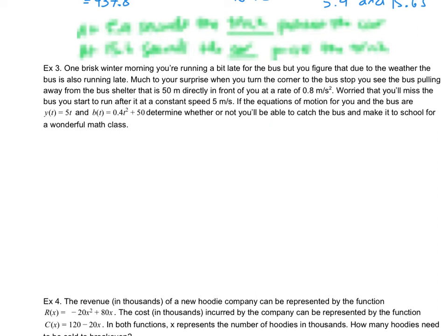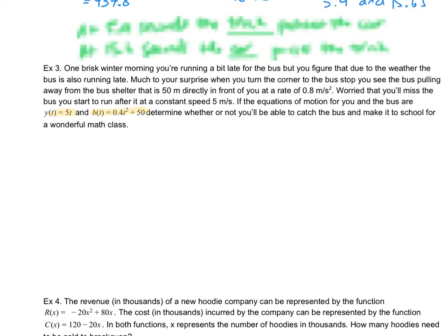If the equations of motion for you and the bus are y at t equals 5t, so you're linear because you're running at a constant speed, and b at t equals 0.4t squared plus 50, determine whether or not you'll be able to catch the bus and make it to school for a wonderful math class.